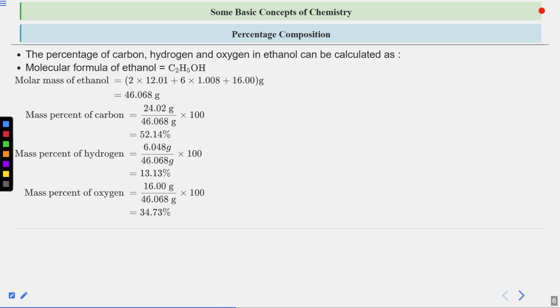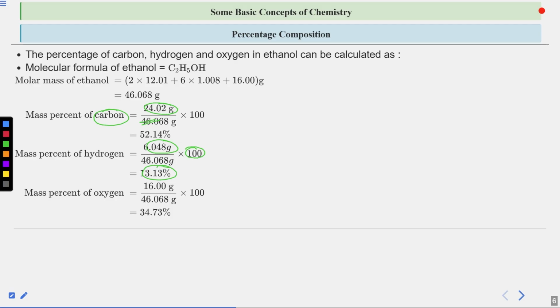Now we will move on to how we calculate the mass percentage of carbon. So for carbon, it is 24.02 because there are 2 carbons. So 2 into 12.01 divided by the molar mass into 100. It will give you 52.14%. So why are you asking about average mass? It has already been explained. Then the mass percentage of hydrogen: 6 into 1.008 divided by the molar mass into 100, it will give you 13.13%.